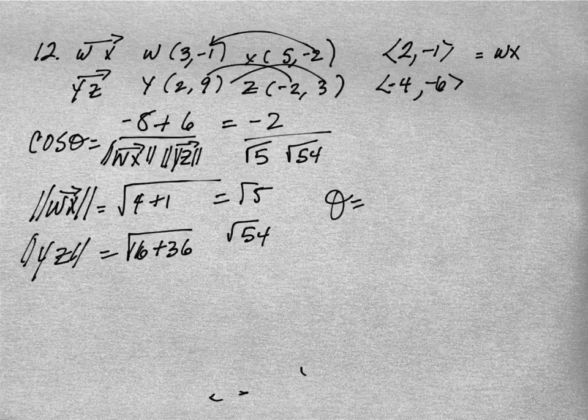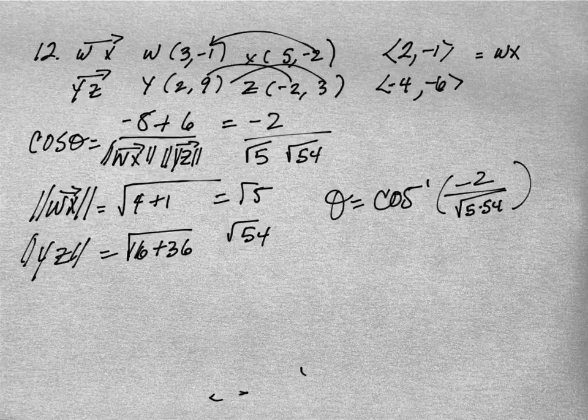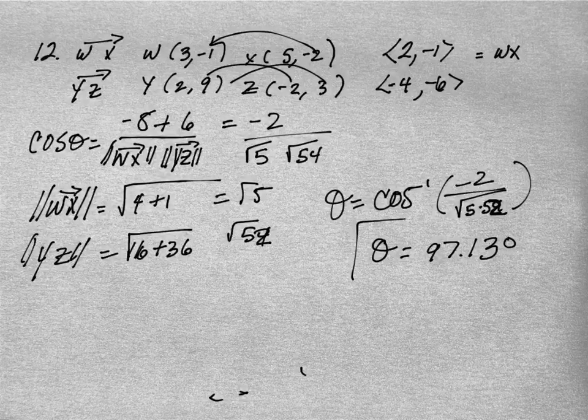So theta is inverse cosine of negative 2 over the square root of 5 times 54. Did this wrong, right? So this would be 52. Sorry, 52. So fix that in your notes. And you should get that theta is 97.13 degrees. So that was number 12.